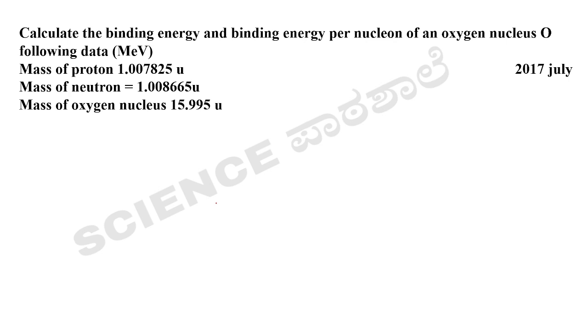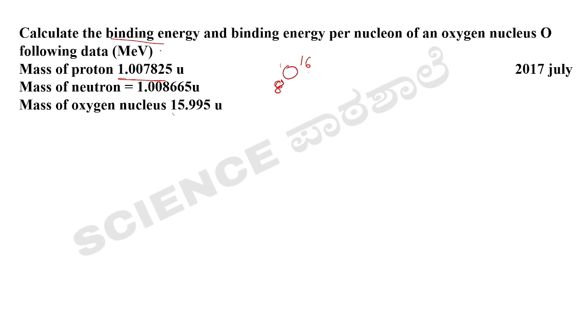See, the next one will be like this. Calculate the binding energy and binding energy per nucleon of an oxygen nucleus from the following data. See what they have given. Mass of proton is 1.007825 U, mass of neutron is 1.008665 U, and mass of oxygen nucleus is 15.995 U. We know that for oxygen the atomic number is 8 and the mass number is 16.